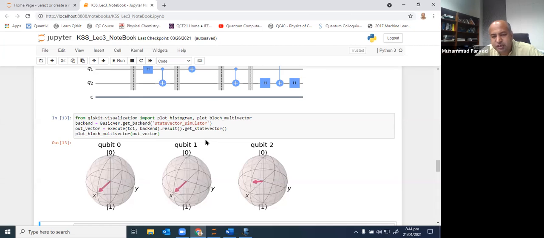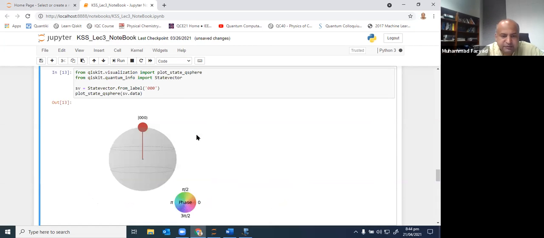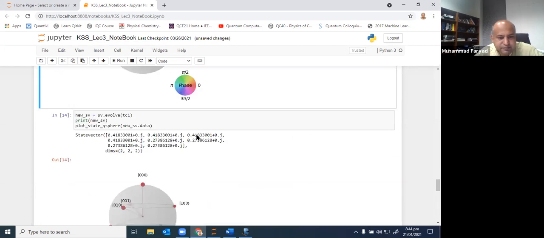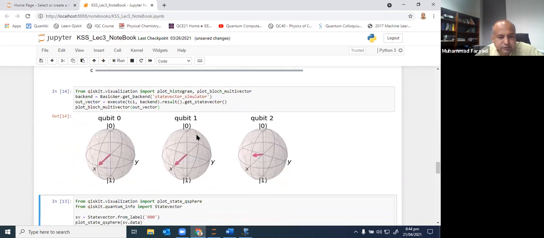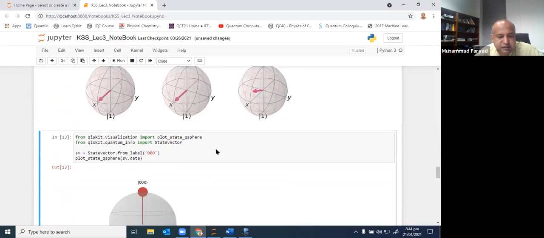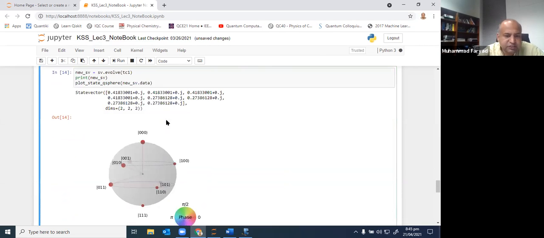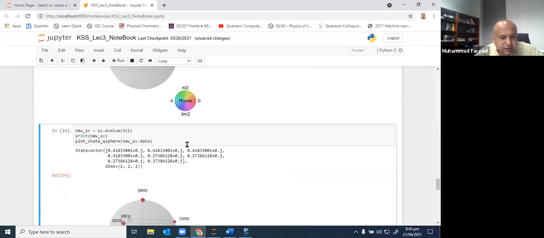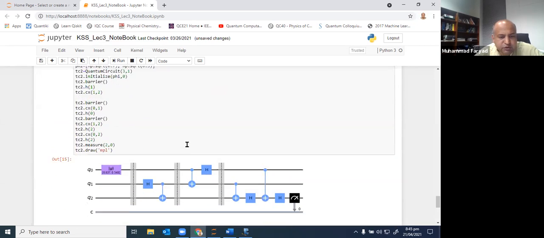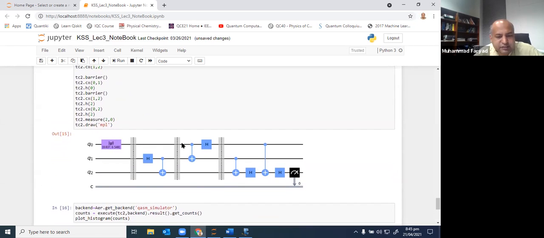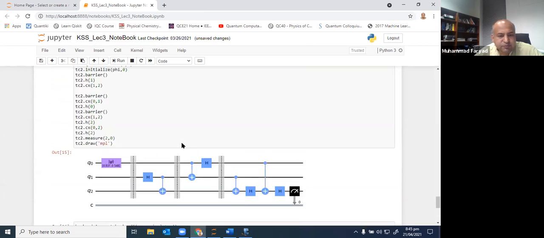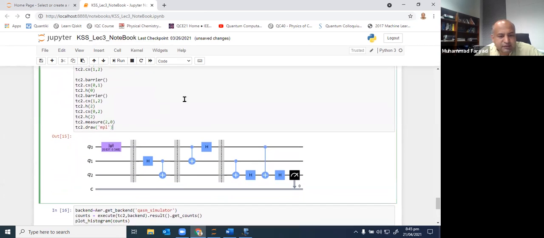This is the superposition state. Let me run it again. And we see the same result. Let's now see the visualization on Q sphere. We don't need to discuss this, this is something that we have already discussed.